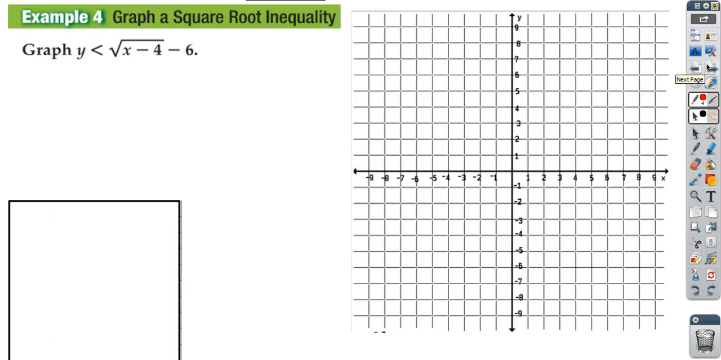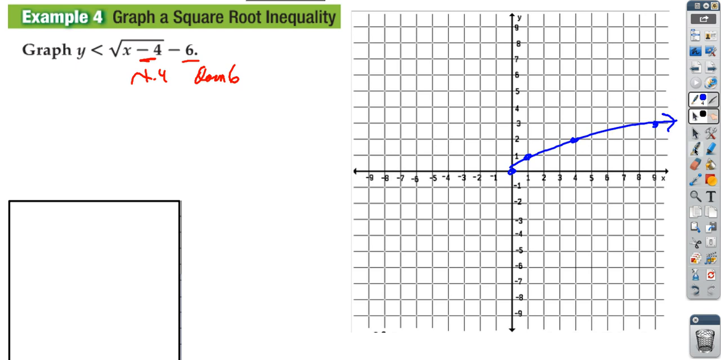Alright, we'll finish up with this inequality right here. How do you graph inequalities? It's really the same as graphing equations. You just need a solid or a dotted line. Okay, so this is going to move the graph right 4 and down 6. So let me draw the parent function first in blue.